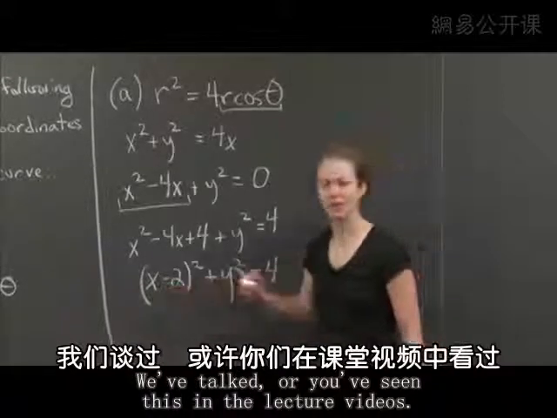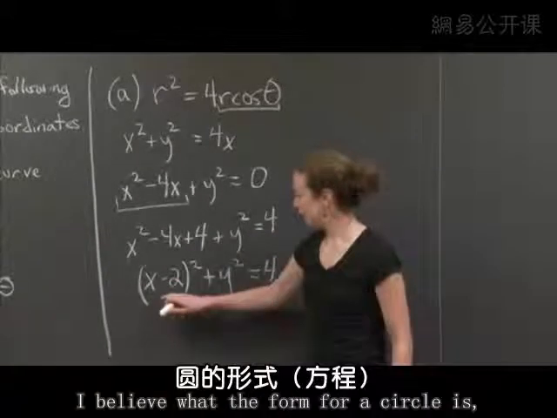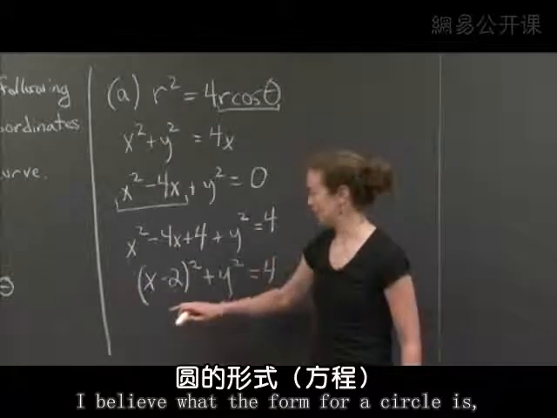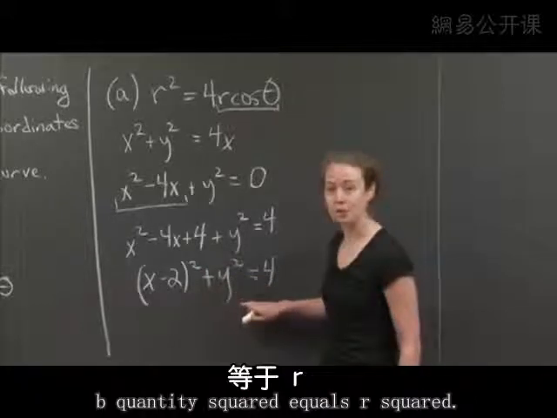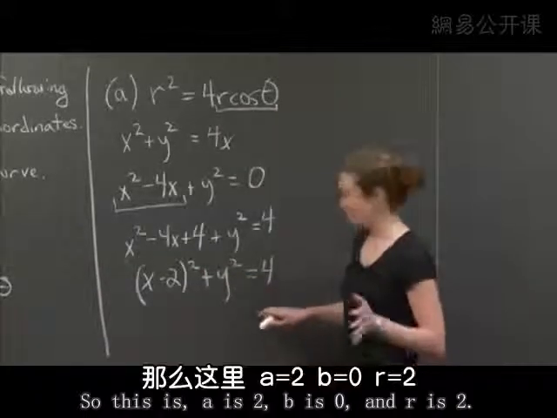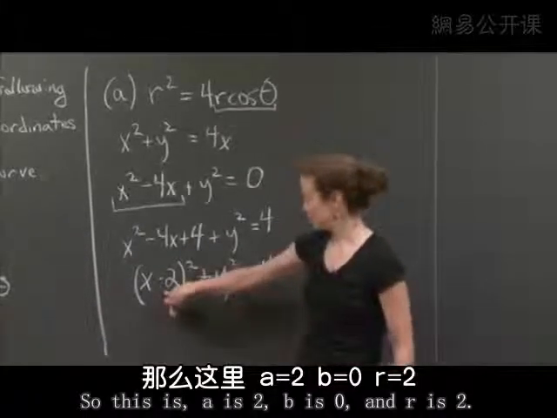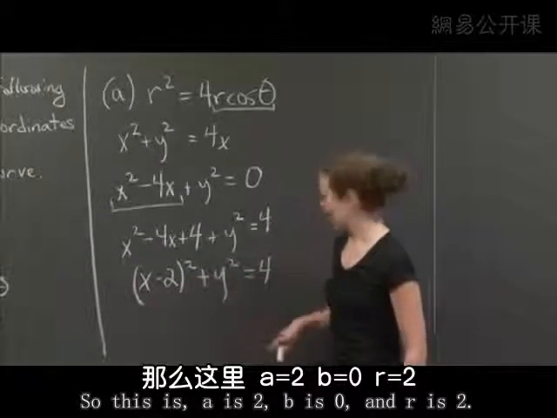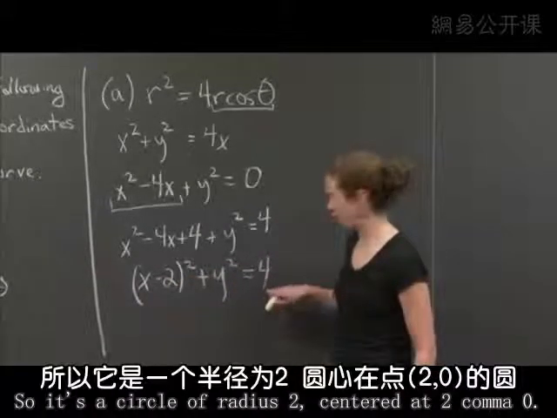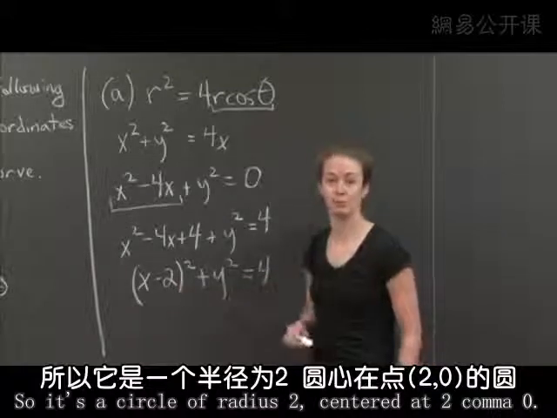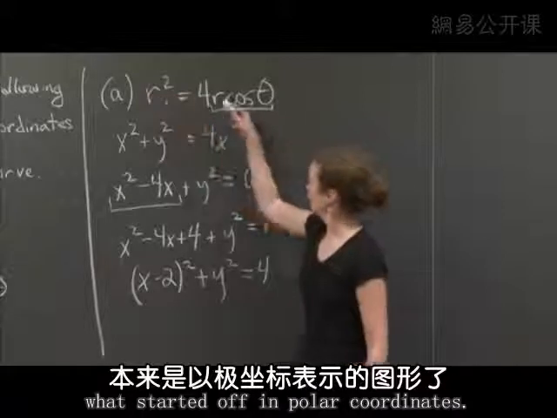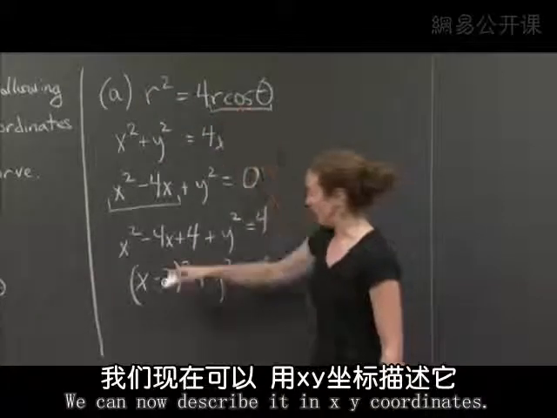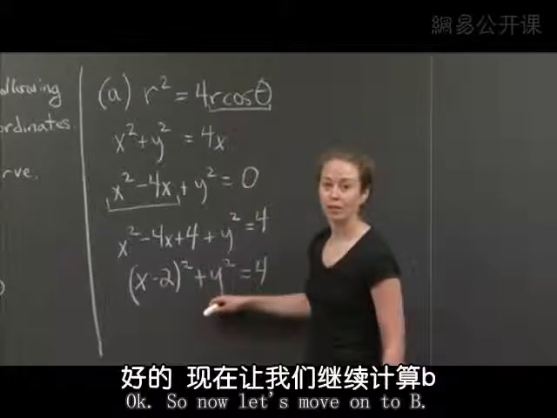You've seen this in the lecture videos. I believe the form for a circle is x minus a quantity squared plus y minus b quantity squared equals r squared. So this is a is 2, b is 0, and r is 2. So it's a circle of radius 2 centered at 2, 0. So we have a good way to describe what started off in polar coordinates. We can now describe it in xy coordinates.